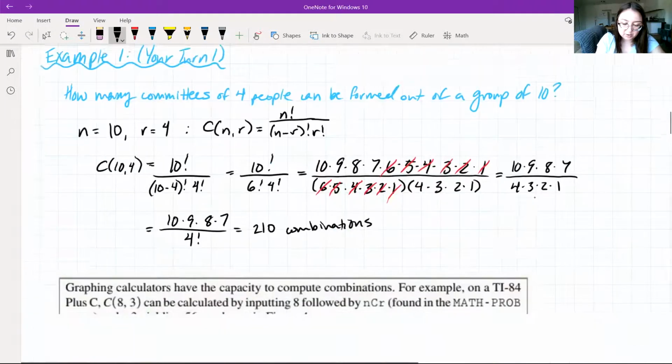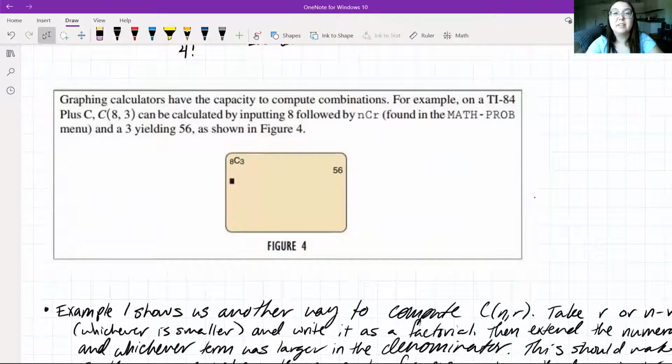So just like permutations, you can also include combinations in your graphing calculator. It will also have a place where you could input that. It looks almost the exact same as permutation, except there's a C instead of a P. So graphing calculators have the capacity to compute combinations. For example, on a TI-84 Plus C, or really any TI-80 something should probably have it, we have our combination of 8, 3 can be calculated by inputting 8 followed by nCr, found in the math probability menu, and a 3, yielding 56. So your answer should end up being 56, similar to figure 4 here. And this is what it should end up looking like in your calculator.